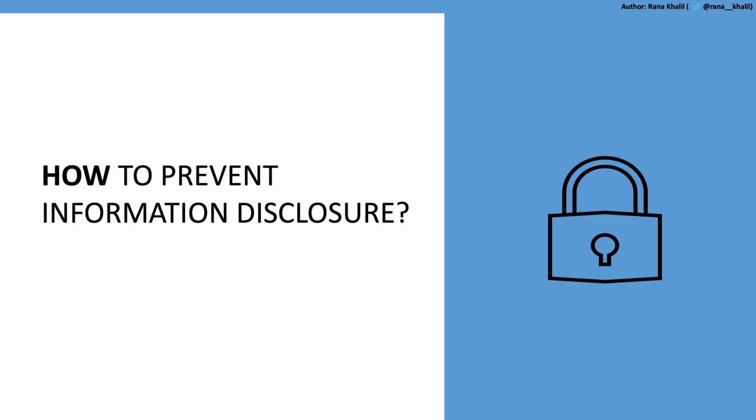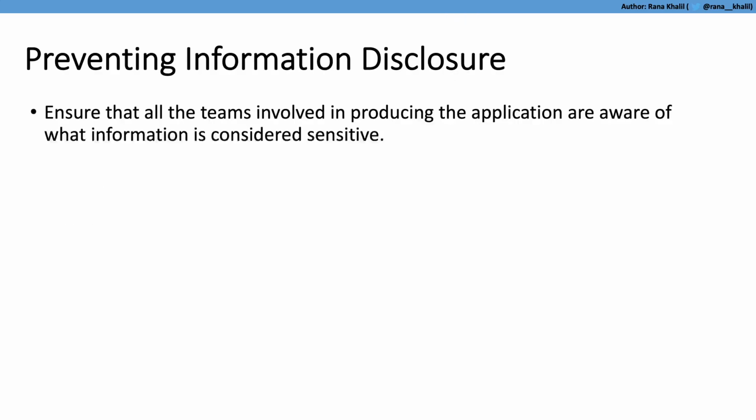All right, moving on to the last section, which is how to prevent information disclosure vulnerabilities. The first thing that you need to do is ensure that all the teams involved in producing the application are aware of what information is considered sensitive.